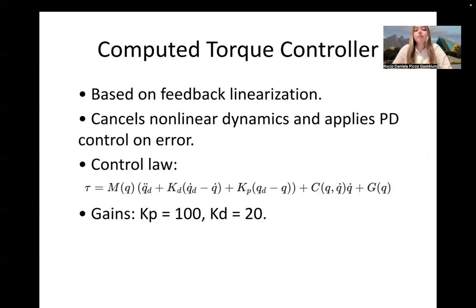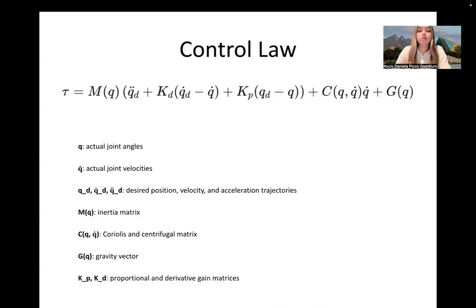So here is a computed torque controller. It's based on feedback linearization, cancels nonlinear dynamics, and applies a PD control on the error. Here's the control law that is going to be used in this case. I will further explain it in the next slide. The gains are going to be KP 100 and KD 20. So here's the control law. I will explain it better.